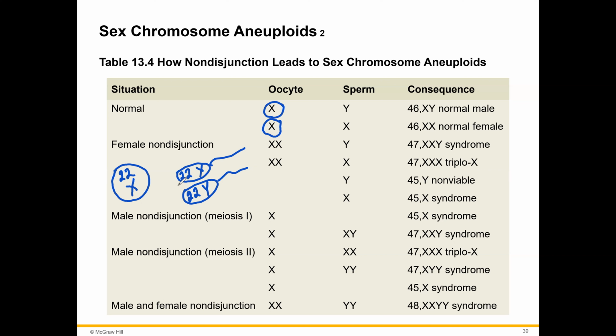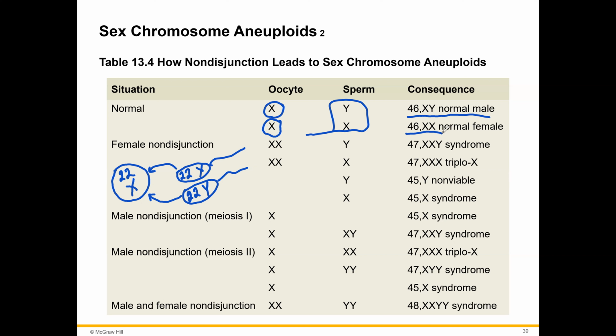And if this sperm fertilizes an egg, then it's going to be a girl. If this sperm fertilizes the egg, then it's going to be a boy. So that's a normal sperm, and it's going to be a normal male or female. And look how we abbreviate the genotype, 46XY or 46XX.